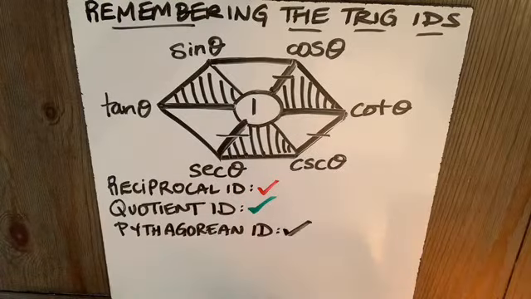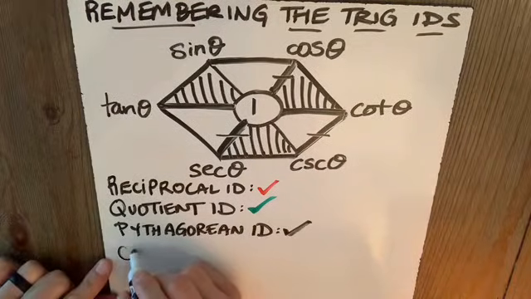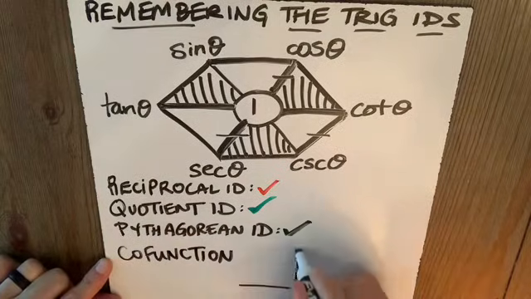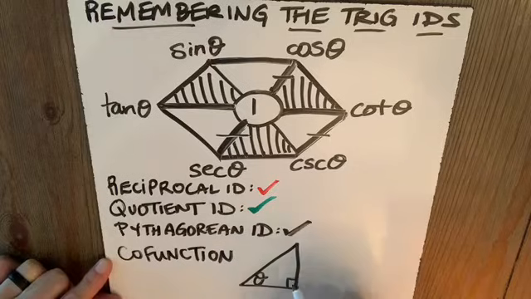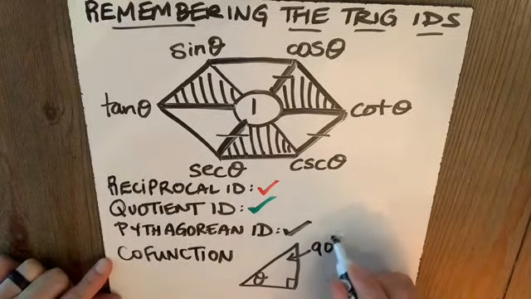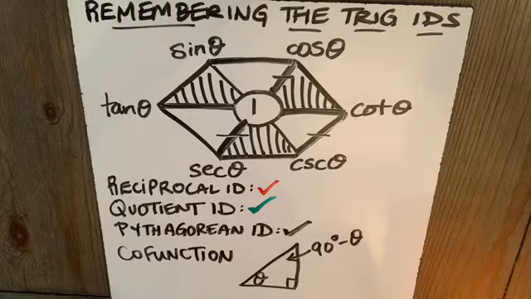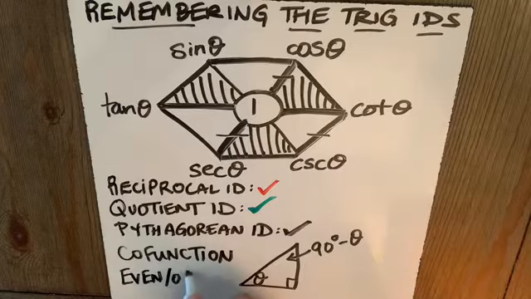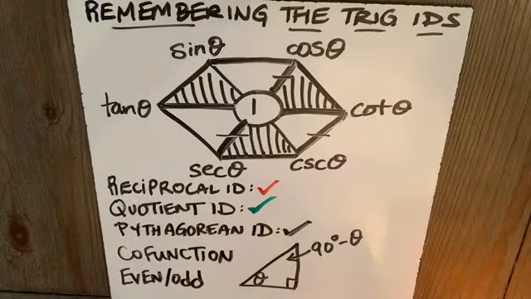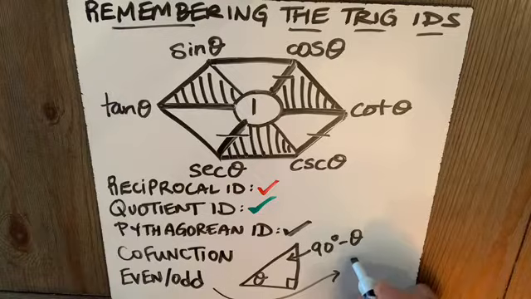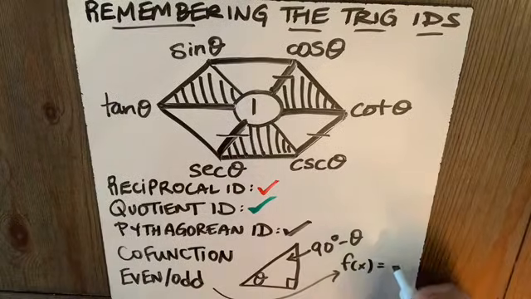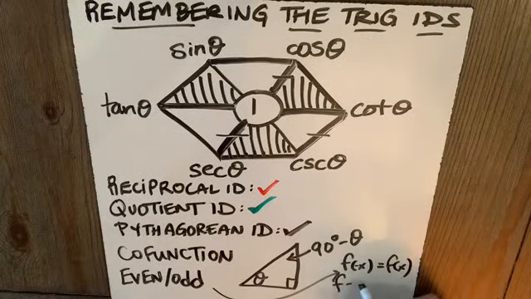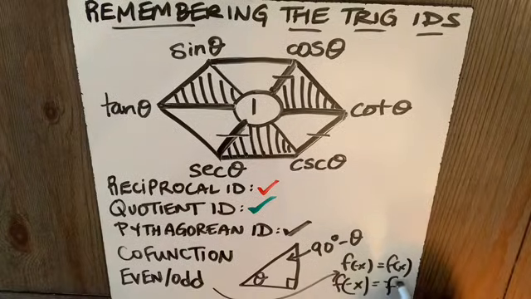The only ones that we don't have with this are the cofunction identities. That would require you to draw this little picture here. And remember, we said this was 90 minus theta, or pi over 2 minus theta for our cofunction identities. And our even and odd identities. Remember, the even odd identities were, for even, f of negative x equals f of x. And for odd, it was f of negative x equals negative f of x.